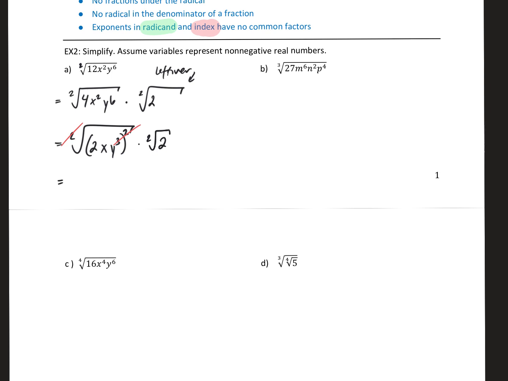And since we're allowed to assume everything is positive, we can just rewrite it without the absolute value sign, and then the square root of 2. And we're done. All right, let's take a look at the next one.